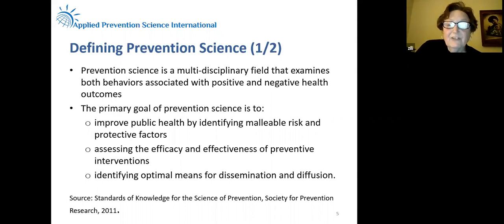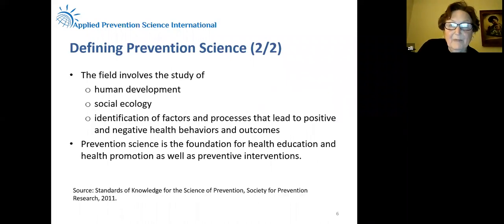Also, the goal of prevention science is to develop effective interventions and to assess them, to evaluate them, and to disseminate and diffuse them. So not only do we develop these interventions and test them, we don't just leave them there. We try to get them out to the communities that need them. So the field is pretty broad. It includes human development, social ecology, and identification of factors and processes that lead to positive and negative health behaviors and outcomes. And we see prevention science as a foundation for health education, health promotion, as well as prevention interventions.